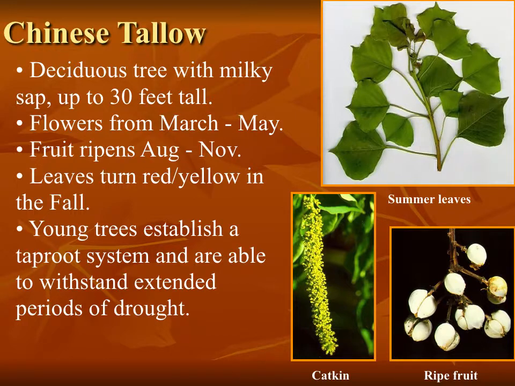It is wind pollinated, and it is dioecious, so it has separate male flowers and separate female flowers on the same plant. The male is called the catkin. The fruit ripens in late summer into fall.